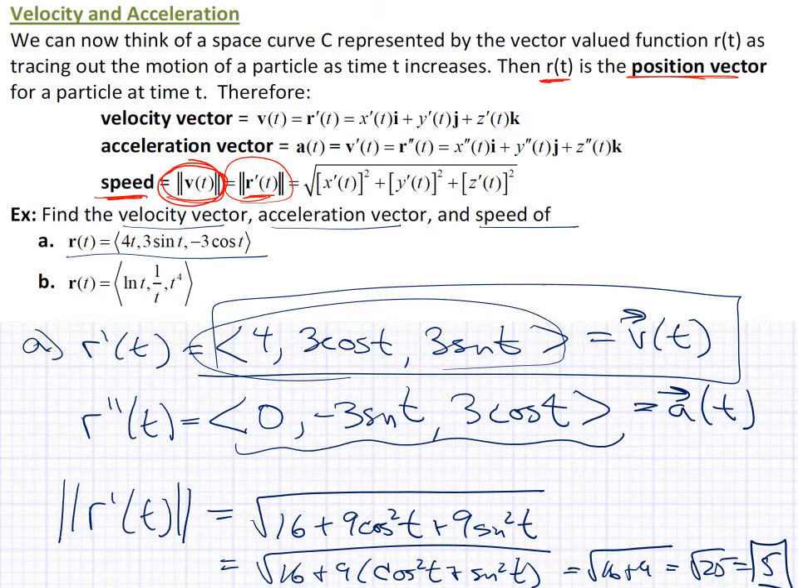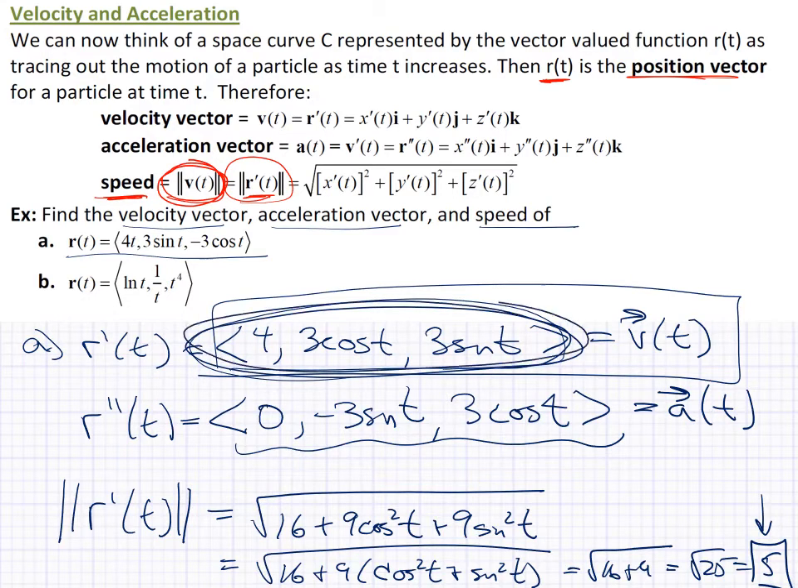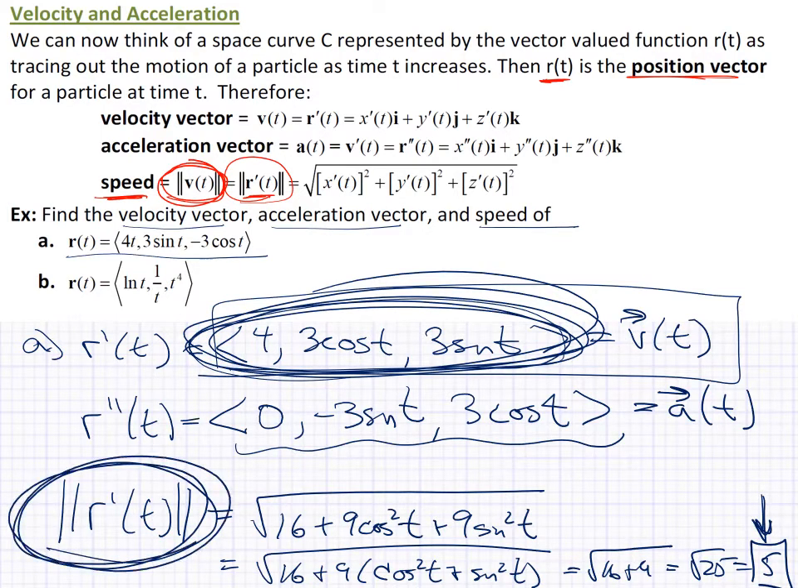Now, this answer is not dependent on t. Remember, this is a series of vectors. This is all the velocity vectors. And when I find the magnitude of all the velocity vectors, I get this constant, 5. That's going to be a pretty important idea here, of whether or not this value that we're calculating, the magnitude of r prime, ends up equaling a constant or not. In this case, it did.